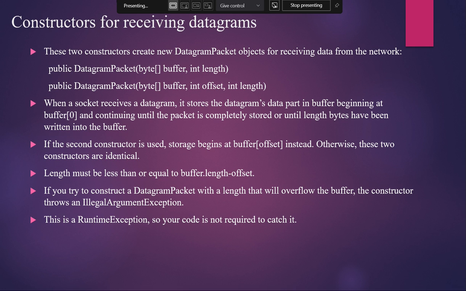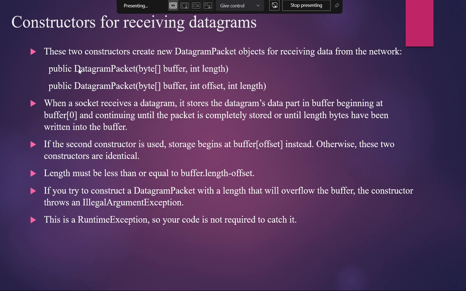Assume that your device is acting as a receiver, and now you have to write the code accordingly. There are 2 constructors to create new datagram packet objects when you are receiving some data from the network or from another device. The first constructor is public DatagramPacket(byte buffer, int length). The second constructor uses the same byte buffer and length, but in the second constructor offset is also considered.